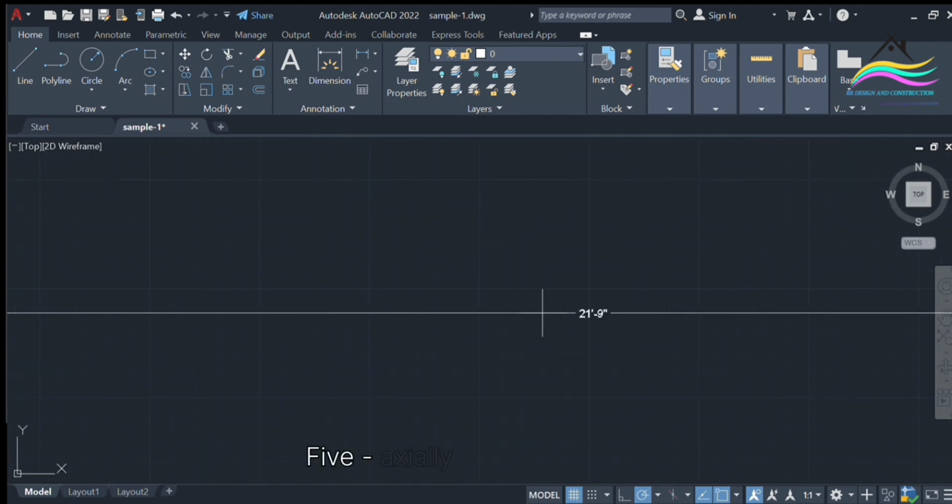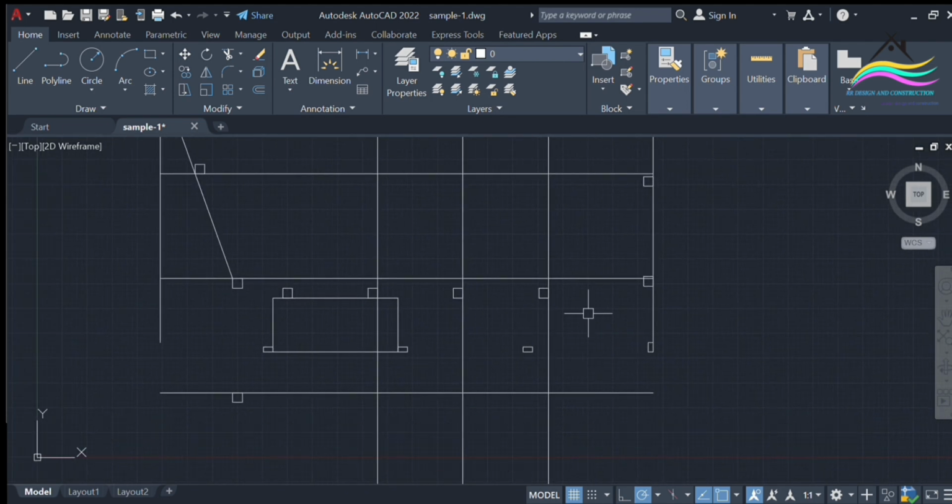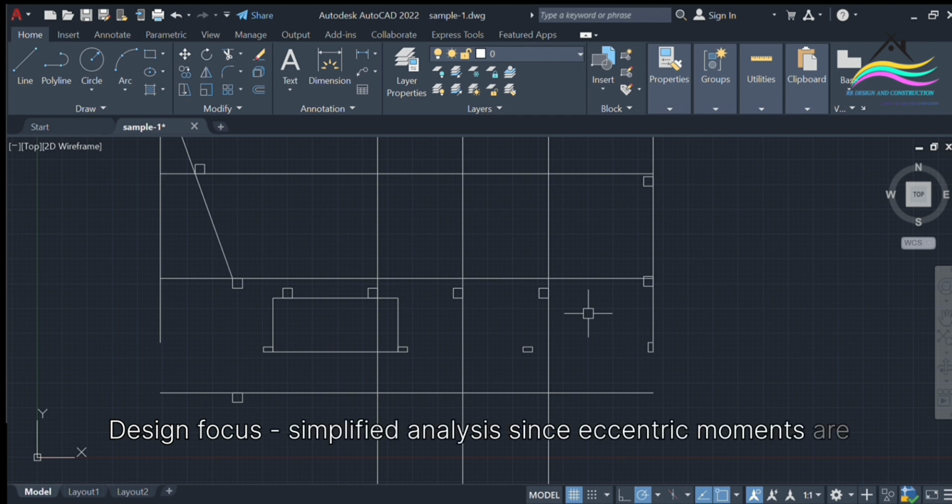5. Axially loaded columns. Purpose: columns that receive loads applied along the central axis. Use: ideal in symmetrical load conditions, common in regular building layouts. Design focus: simplified analysis since eccentric moments are negligible.